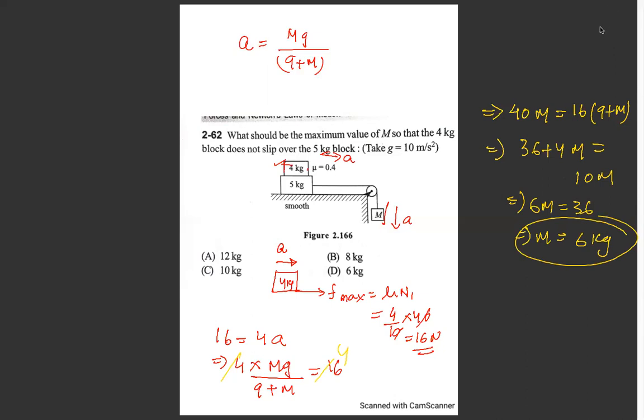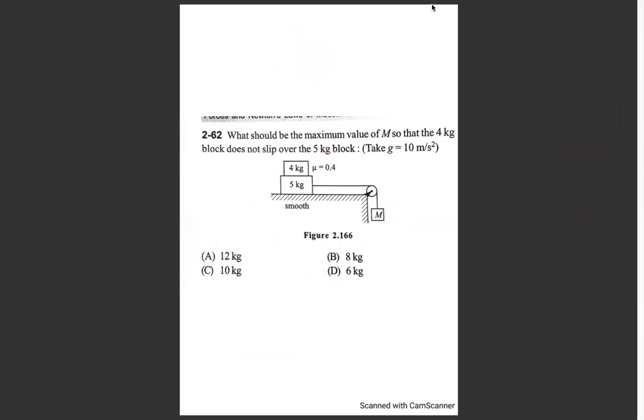Now I think everyone is very much clear how to deal with the two block problems.